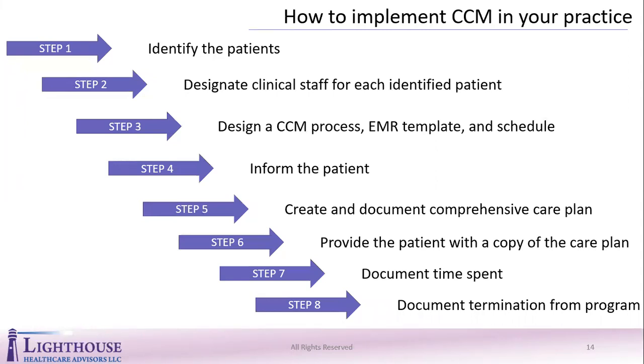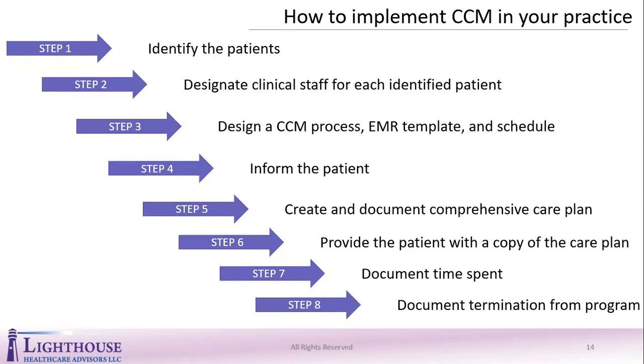Step 4 is going to be inform the patient. Patient consent is best done in the office. A great way to do that may be to have the patient for their annual wellness visit, and if it's a patient that you've identified in step 1, you could explain the chronic care management program to them and offer enrollment as part of their health risk assessment and sort of care planning for the year. Step 5 is create and document a comprehensive care plan. And again, the stronger your EMR template is, the easier this will be. The care plan has to have all of those elements we discussed in previous slides.